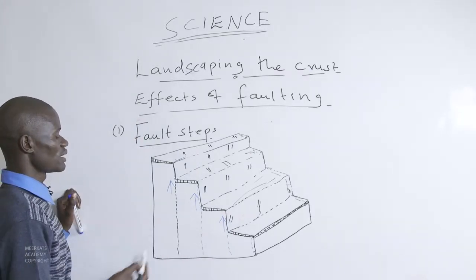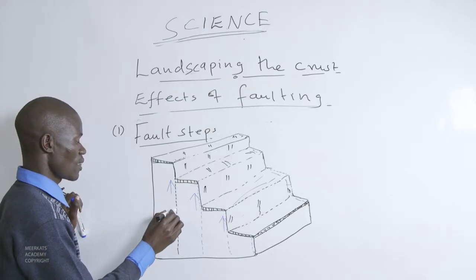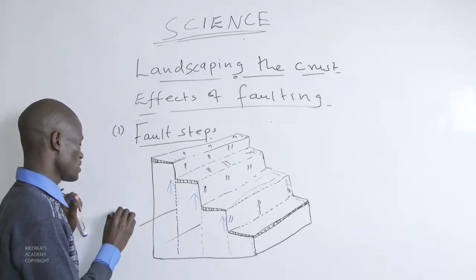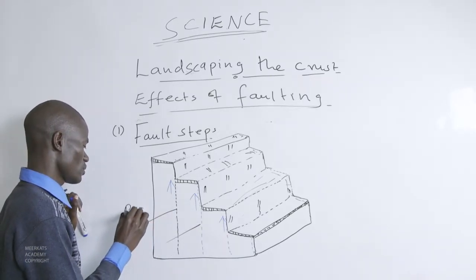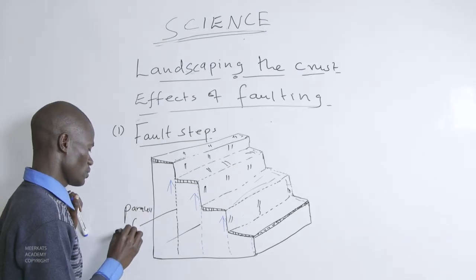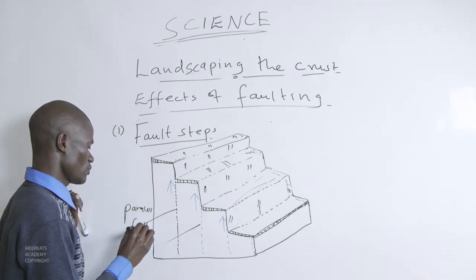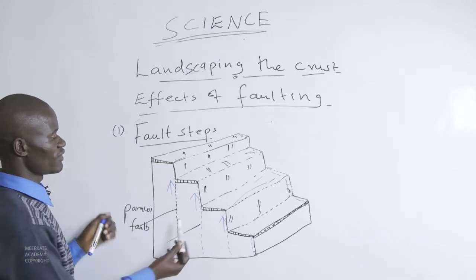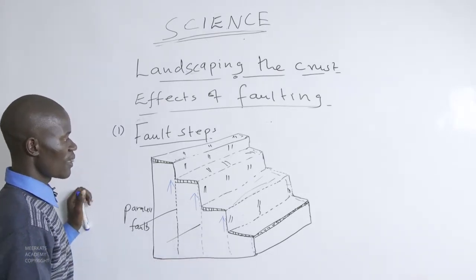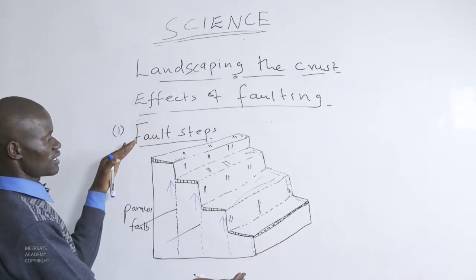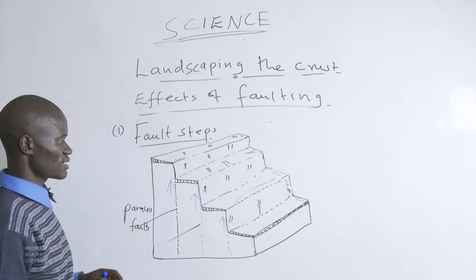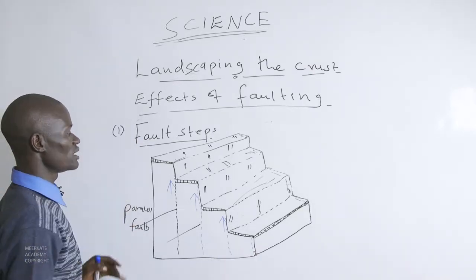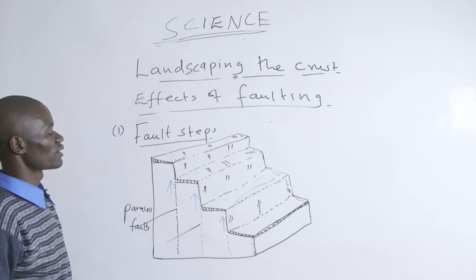These are what we call the parallel faults that have already developed. Parallel faults have developed on the earth crust, and remember, this is just an incised block of the earth crust that has been embedded within the crustal layers of the rocks.